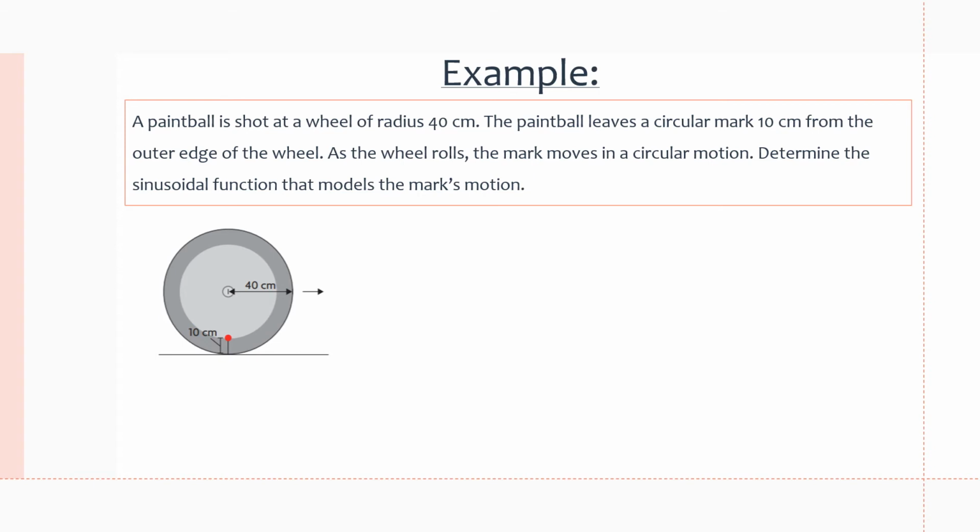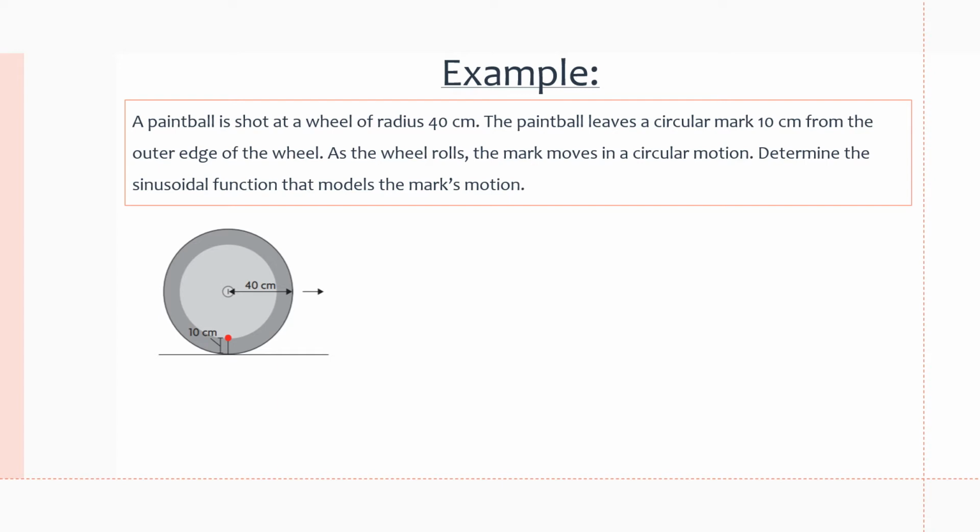Moving on to the next example, it says a paintball is shot at a wheel of radius 40 centimeters. The paintball leaves a circular mark 10 centimeters from the outer edge of the wheel. As the wheel rolls, the mark moves in a circular motion. Determine the sinusoidal function that models the mark's motion.